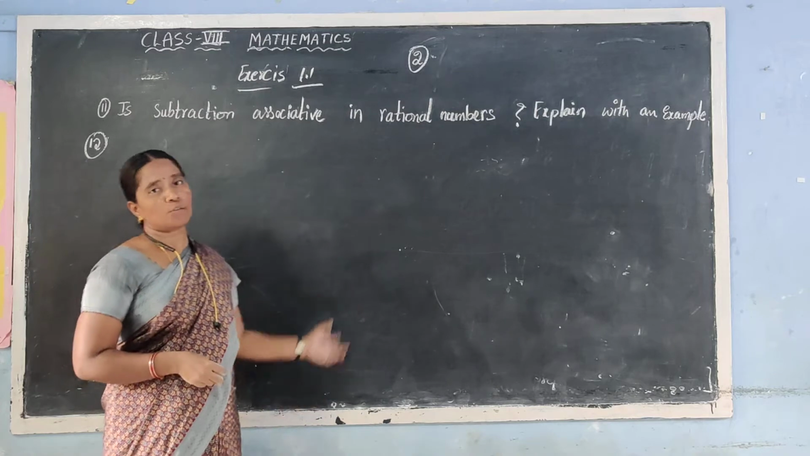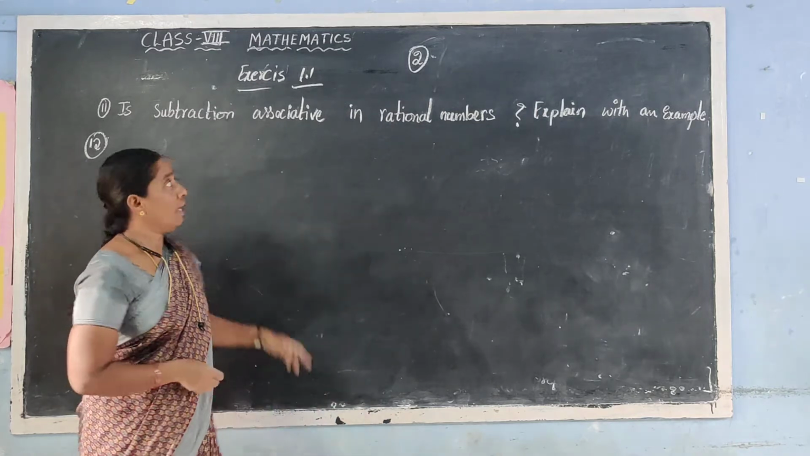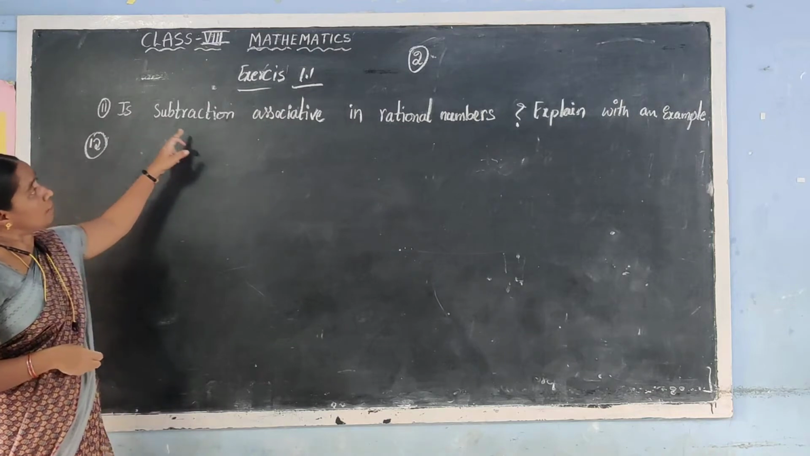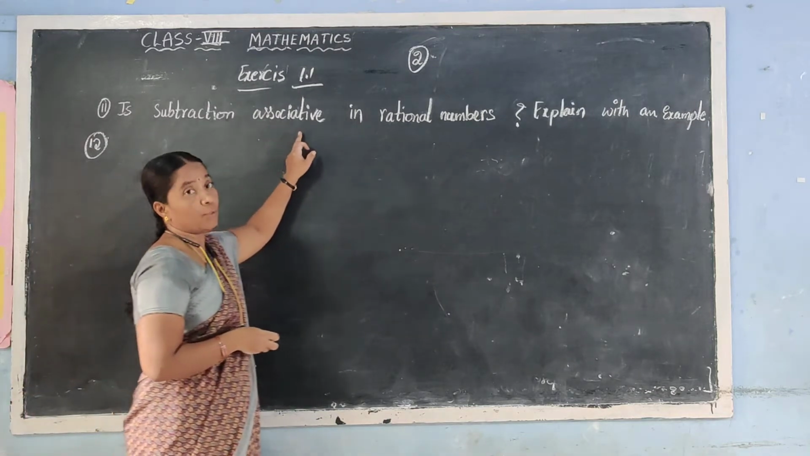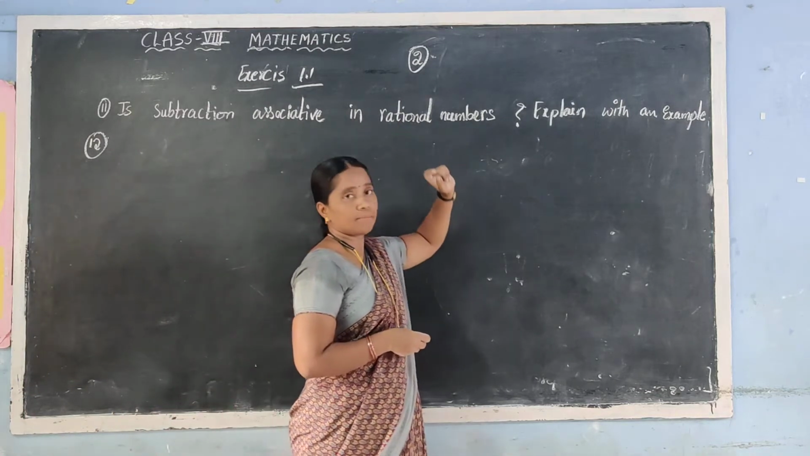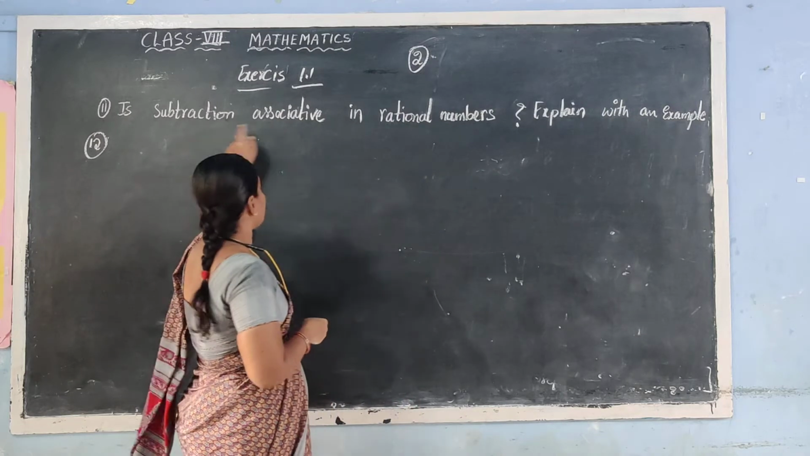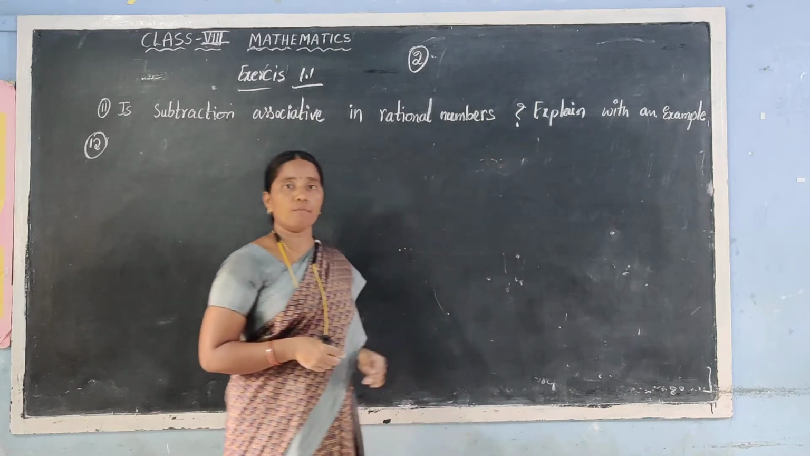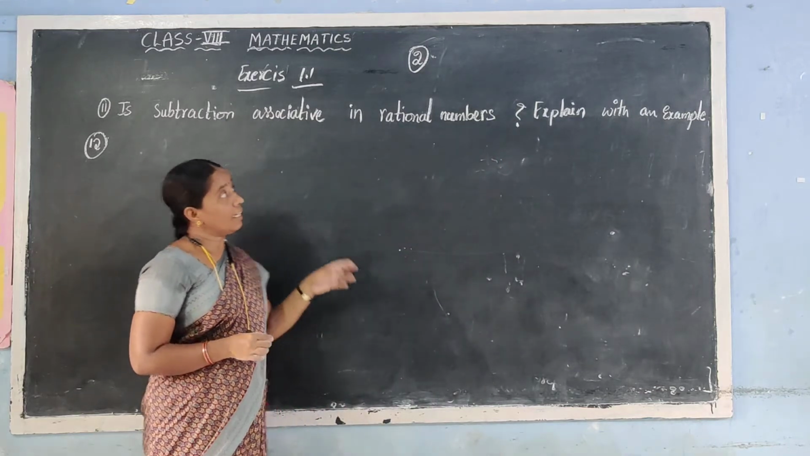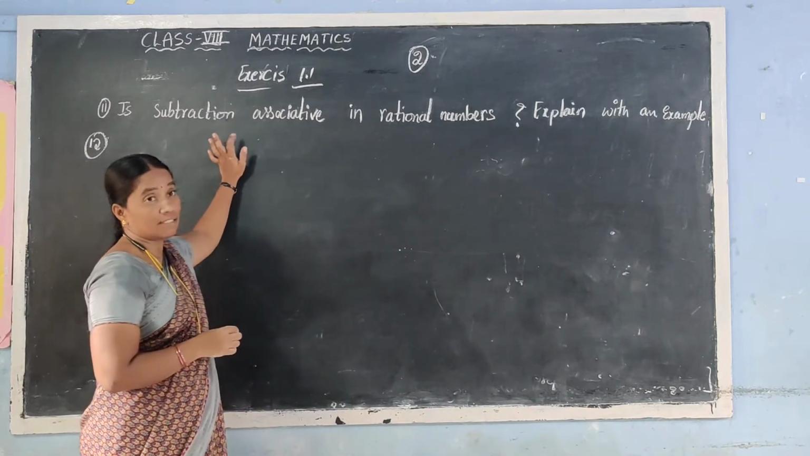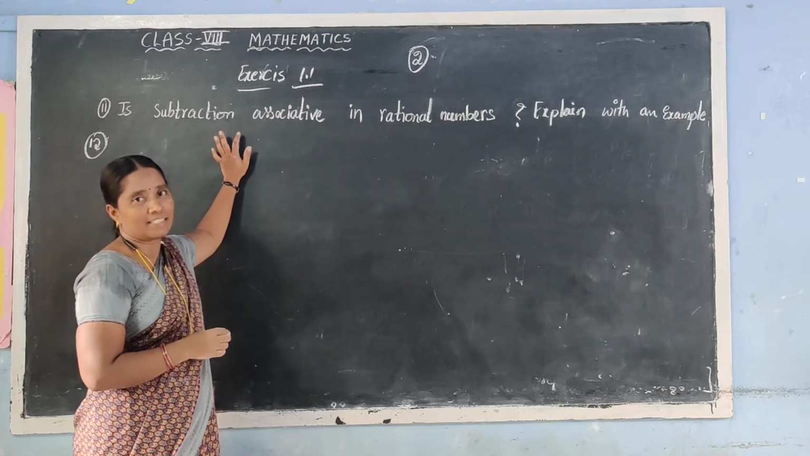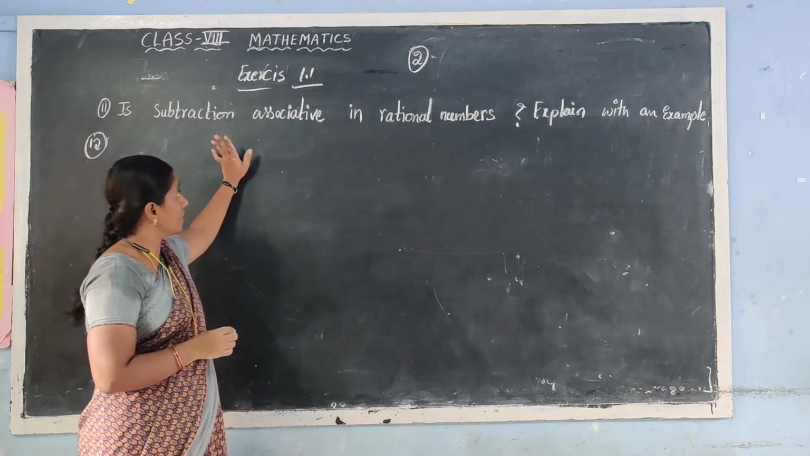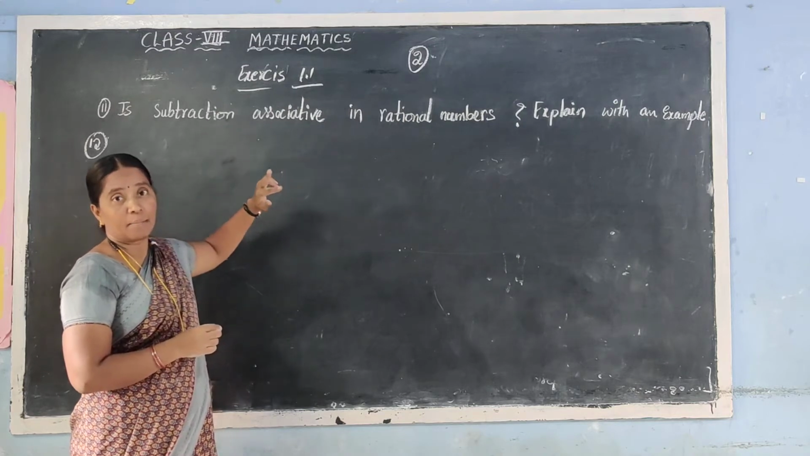Today we are going to continue the sums, and the 11th sum. The 11th sum asks: is subtraction associative in rational numbers? Explain with one example. Already we learned this in properties. Yes or no? Yes. In homework also I gave three rational numbers.